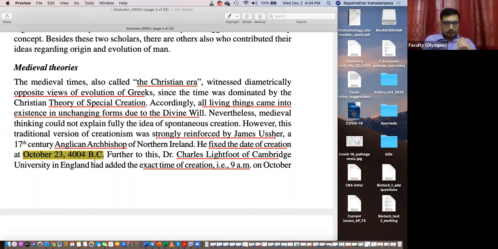Clearly these people had that influence. They said, we have to believe in God and this is how it has to be. And then they decided that on a fine day, October 23rd, 4004 BC, God created this. They even went further. Dr. Charles Lightfoot of Cambridge University, England, said it was created at 9 a.m. in the morning on that day. 9 a.m. on October 23rd, 4004, life got created by God.